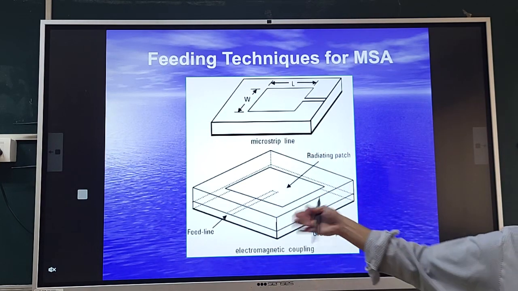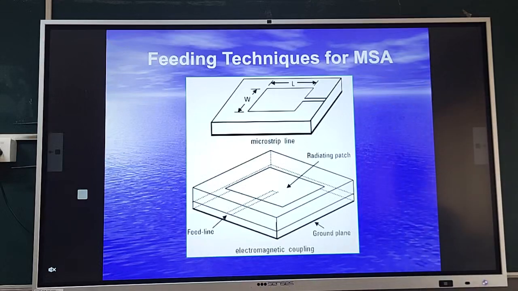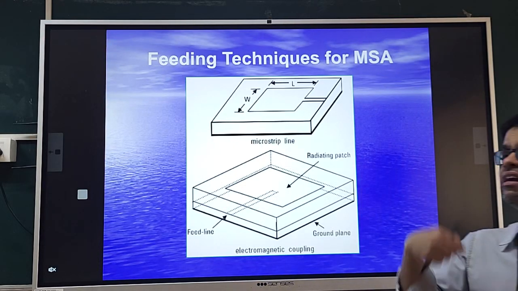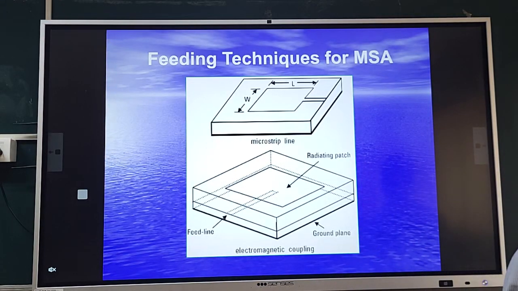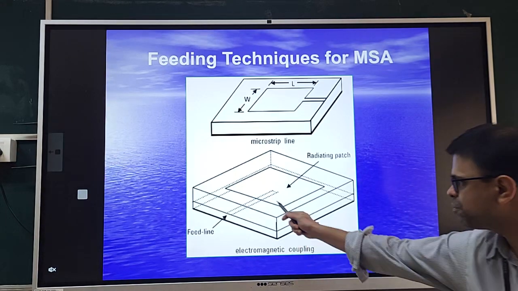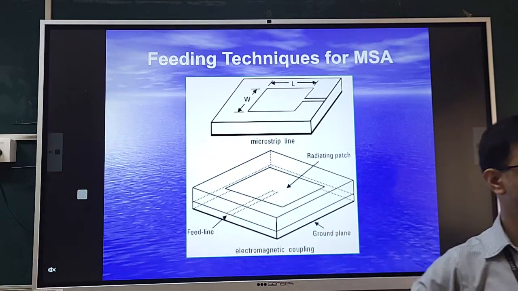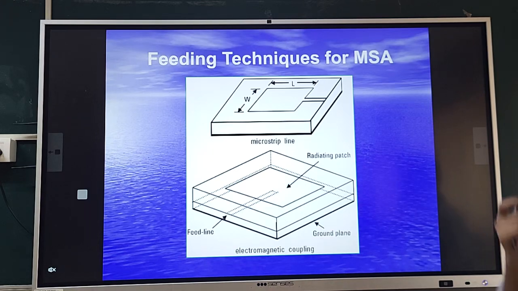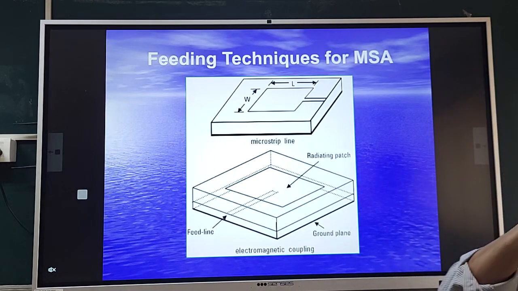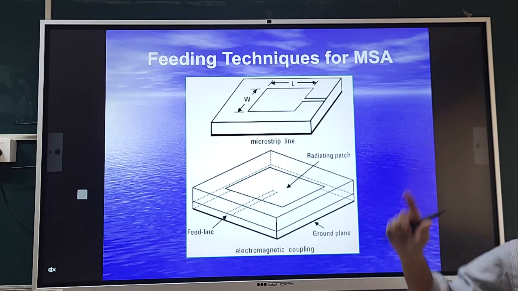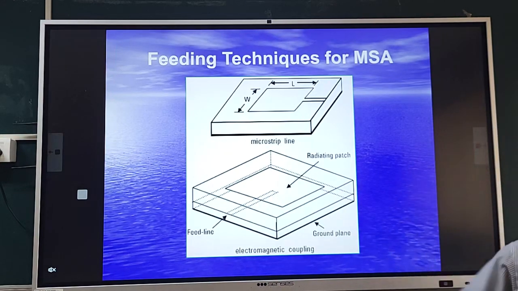Okay, a variation of that is the proximity feeding technique, which you will heavily use in your projects, and we will also discuss it in broadband microstrip antenna design. So there a proximity strip, instead of the microstrip line, a strip will be used, fed using the coaxial cable, and that is used to excite the antenna. In fact, that is a very simple and popular technique to be used in thicker substrate designs.